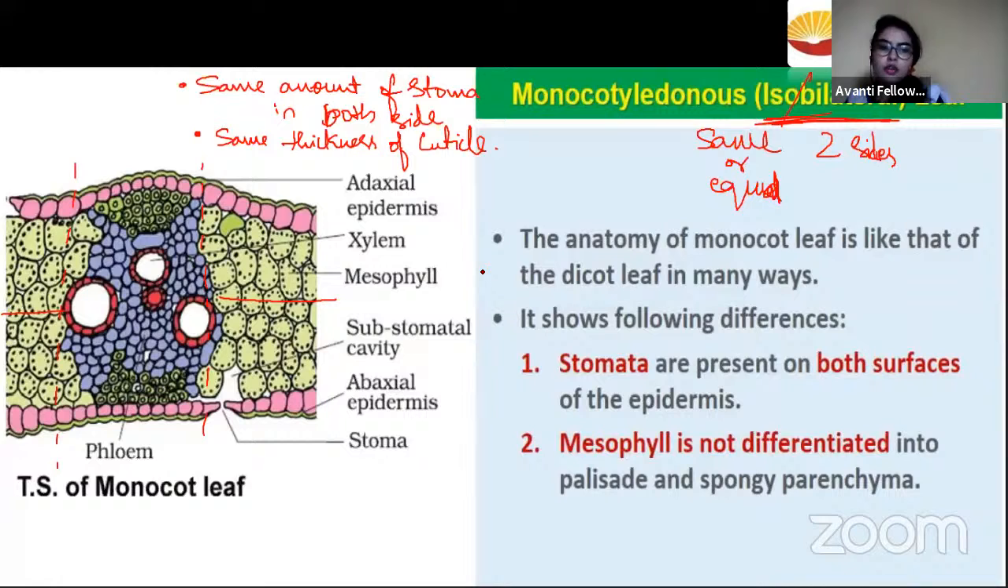So here also, I told you whenever we are studying about the anatomy of the leaf, you have to write the epidermis, mesophyll, and vascular bundle. So यहाँ पे what kind of epidermis is there? Just the same type of epidermis. जैसे आपने dicot में देखा, similar kind of epidermis you're going to see in the monocot also, but there is some difference. Let us see that.